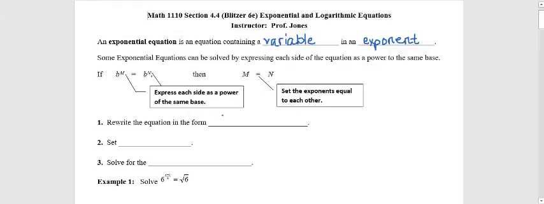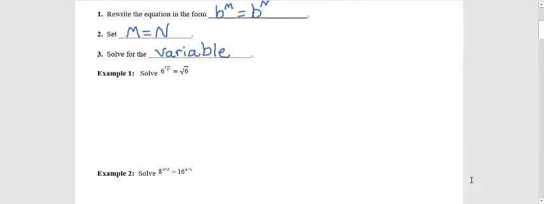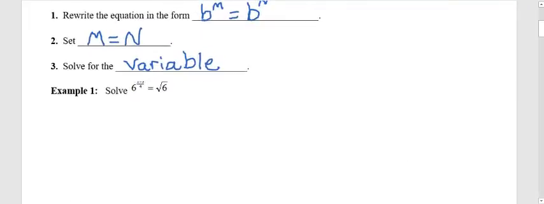Rewrite the equation in the form b to the mth power equals b to the nth power. Once you're able to do that, you can then set m equal to n, which will contain the variable, and then you solve for the variable. So let's look at an example of that.